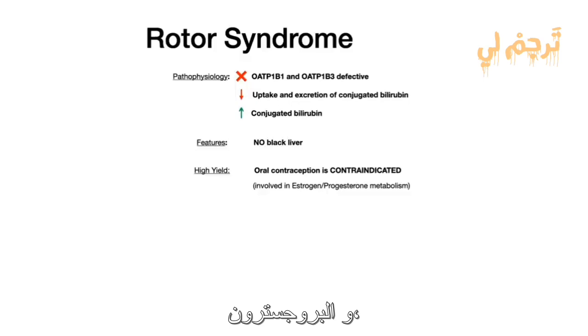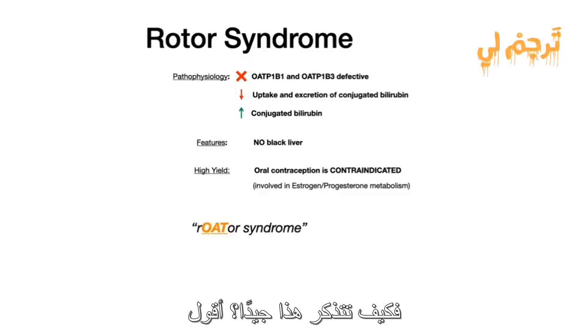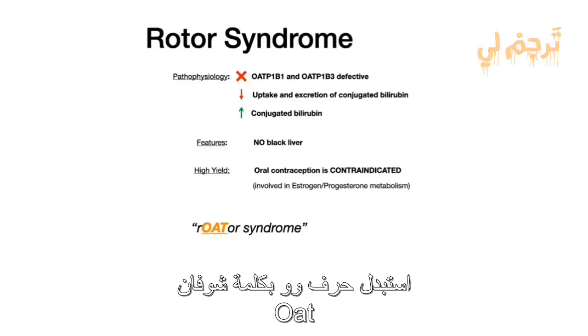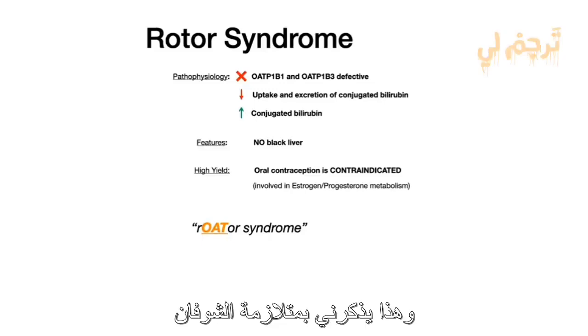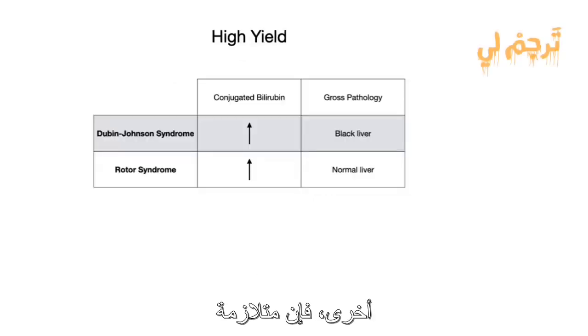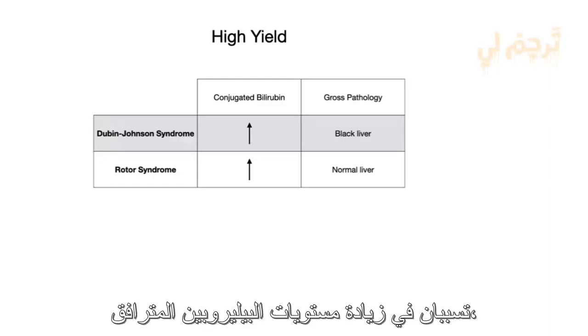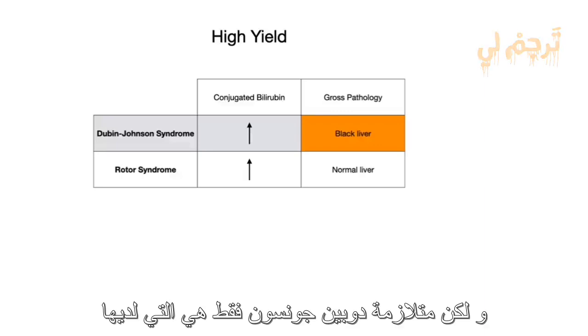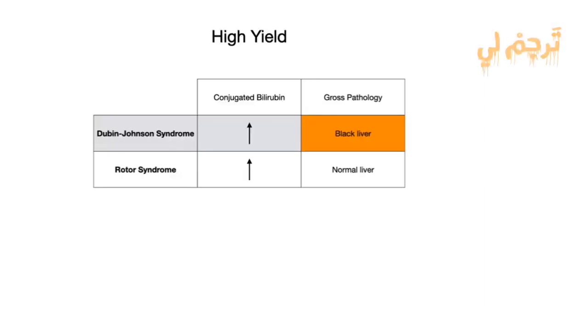So how do you remember this? Well, I say Rotor syndrome, and I replace the O with oat, Rotor syndrome. And that reminds me of OAT for OATP1B1 and OATP1B3. That's Rotor syndrome. So again, very high yield. Dubin-Johnson and Rotor syndrome both cause increased levels of conjugated bilirubin, but only Dubin-Johnson syndrome has the black liver. Test writers go after this all the time. You have to memorize this.